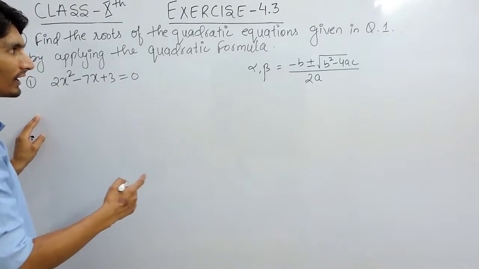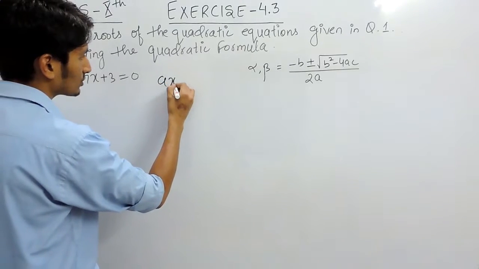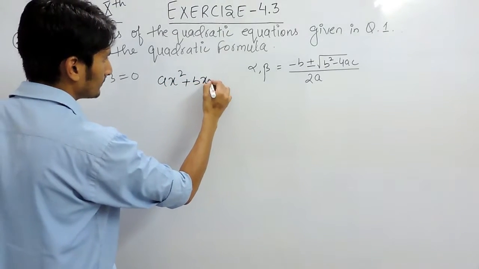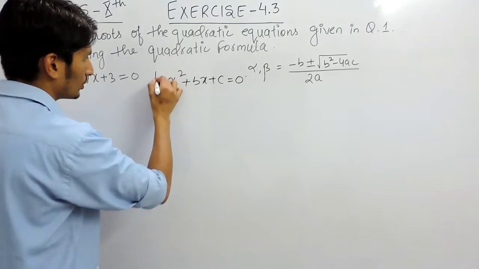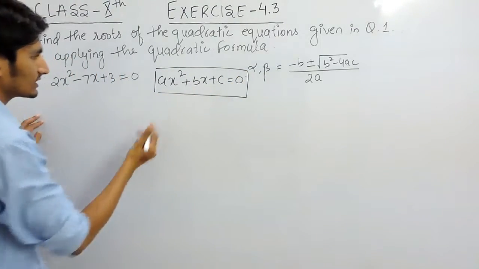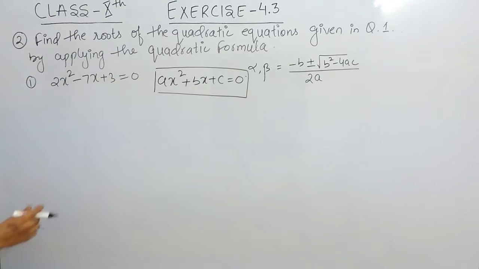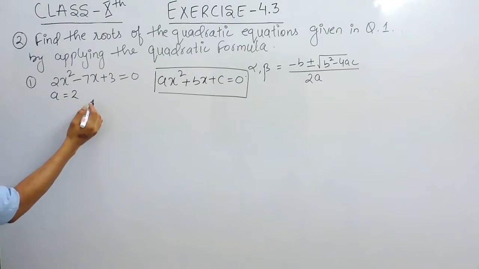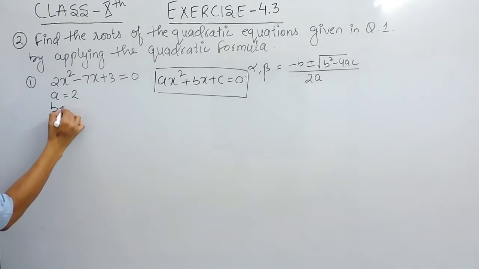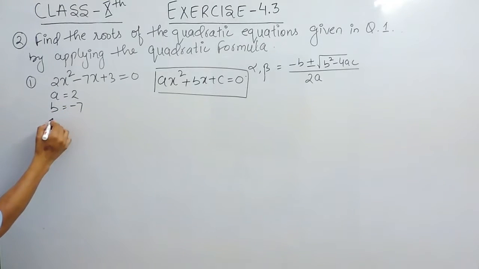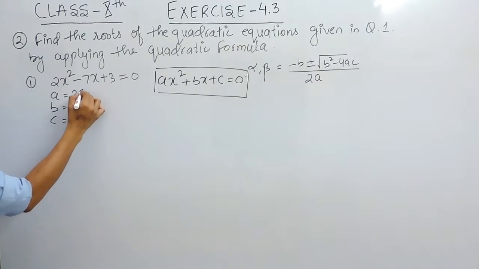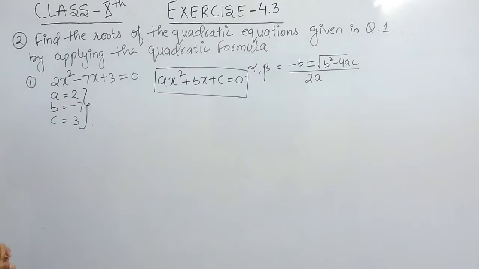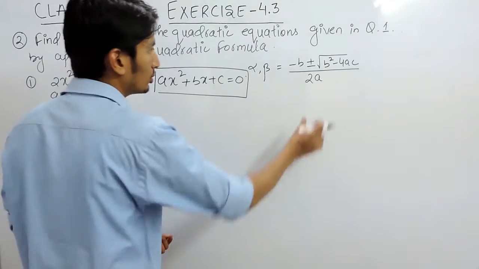The standard form for any quadratic equation is ax square plus bx plus c equals 0. So this is our standard quadratic equation, and we know that the coefficient of x square is a, which is 2. The coefficient of x, which is b, is minus 7, and the third coefficient, or you can say the constant, is c, which is 3. So according to this equation, the values of a, b, c are 2, minus 7 and 3. Now we have to find the roots.